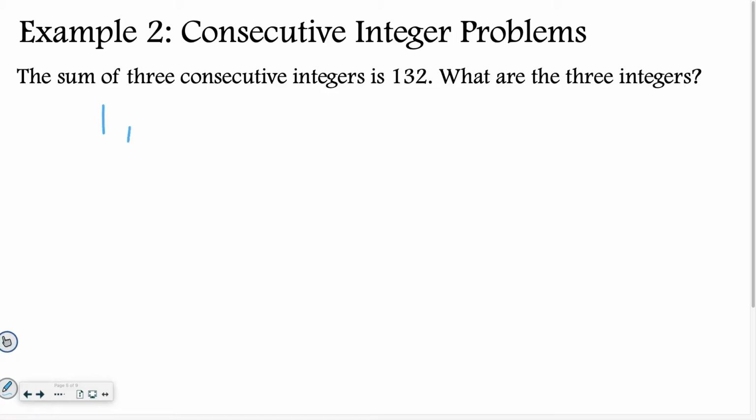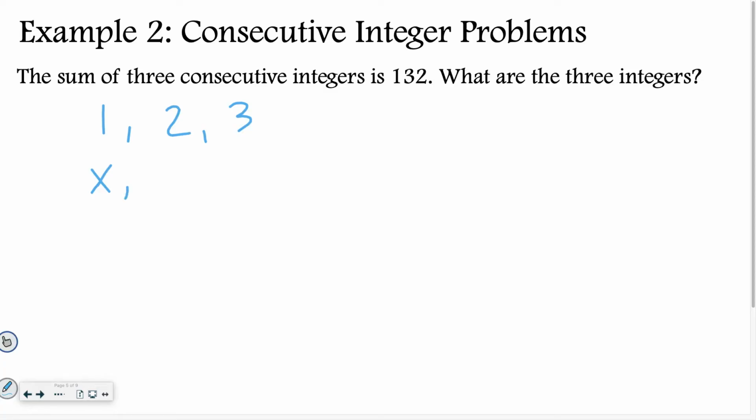So let's expand on what if our numbers were 1, 2, and 3. I would call my first number x because I actually don't know what my first consecutive integer is going to be in this problem. Because if you read the problem, it says the sum of 3 consecutive integers is 132. So I know if I had 1, 2, and 3, 1 plus 2 plus 3, that's 6. Those aren't going to be my answers, right? But the first one in the list, I'm going to call x.